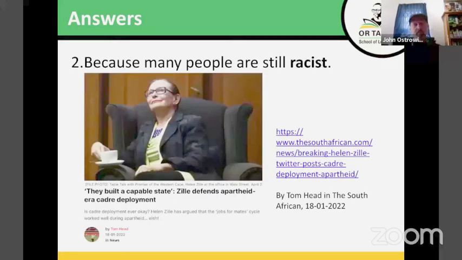Second reason, why do people follow voting by race? And my answer is I think people are still racist. So here's a classic sample from Rachadi Zilla, where she's saying that the apartheid state had effective, capable cadre deployment. Charming. Anyway, she said that on the 18th of January, 2 years ago. Yeah, so that's why people still vote for her, because they agree with her.